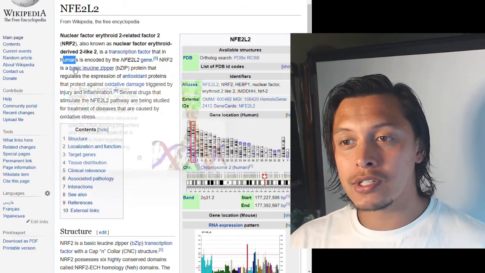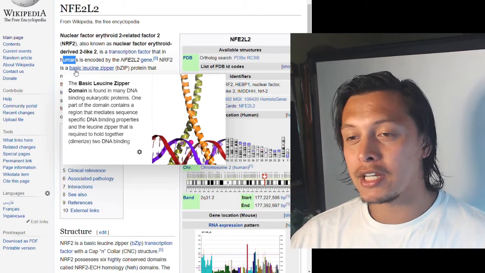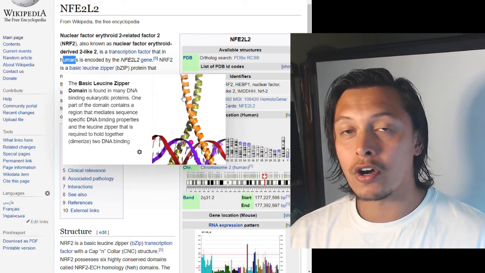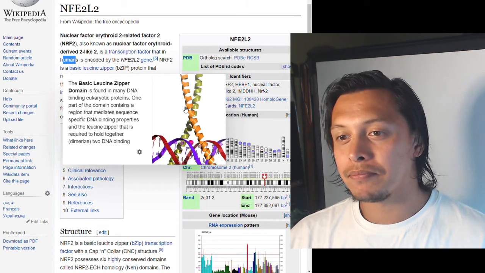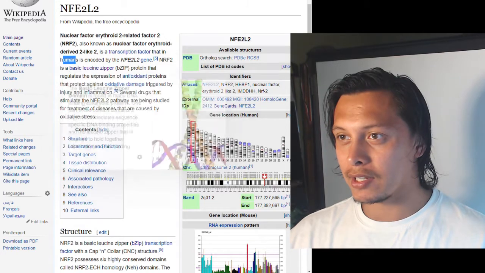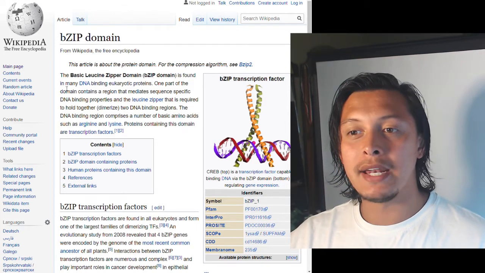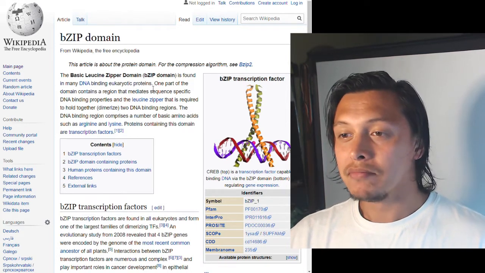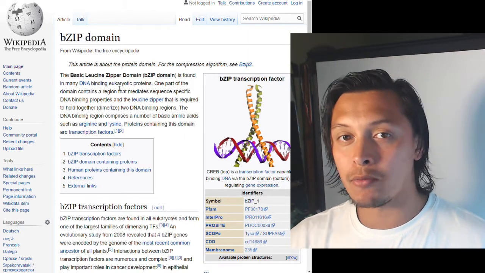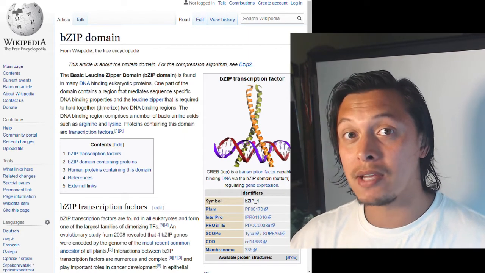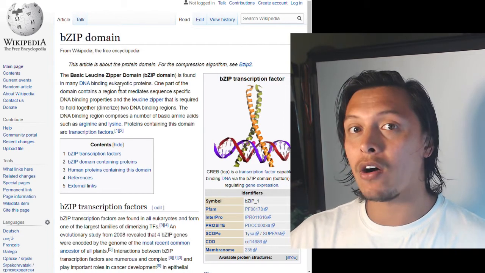NRF2 is a basic leucine zipper. Leucine zippers, just so you know, are a type of motif that proteins can have, and it's usually the result of a coiled coil. So here we have two alpha helices, or two coils. I shouldn't say it's a coiled coil explicitly. Let's go to it real quick. A basic leucine zipper domain, or bZIP domain, is found in many DNA-binding eukaryotic proteins. So it's a common domain in many proteins that repeats. It's not necessarily the same amino acid sequence, but a similar one, or at least similar in that it allows for this shape to happen.